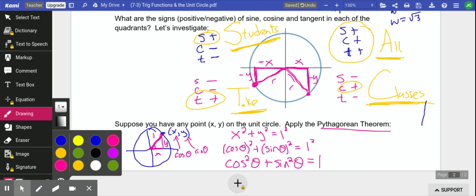This is called the Pythagorean, or a Pythagorean identity. We have more of these that we're going to talk about next week, or 2 weeks. I don't remember exactly when, but it just comes from the fact that these are right triangles and we use the Pythagorean theorem. And it's a really important identity that we'll see all the time next year in trig. So I just wanted you to see it now. So that is our trig functions in the unit circle.